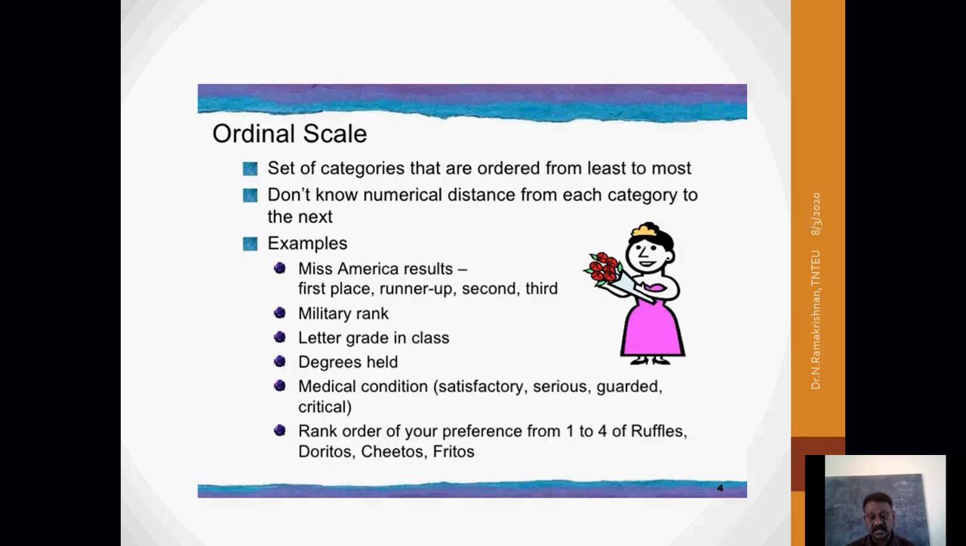And rank order of your preference from first to fourth of Ruffles, Doritos, Cheetos, Fritos. Now this is the rank order of your preference. Which one are you preferring? Either you prefer Cheetos, or even you can ask your students, your children, which biscuit you are liking, which candy you are liking. If they like, then you can give. So that is known as ordinal data.